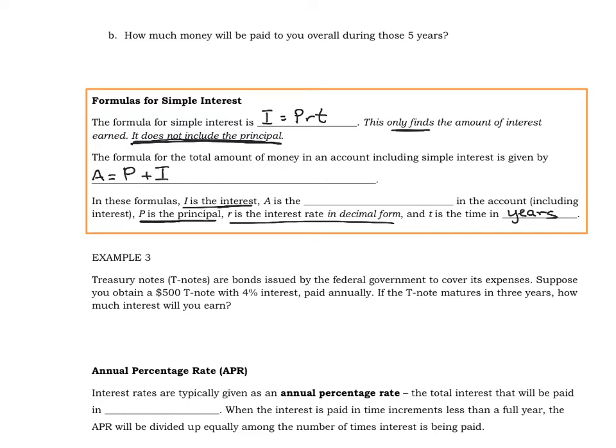Okay, there's a couple of other formulas that we could use for this. A equals principal plus, well, what was interest? Principal times rate times time. Another formula that I like to use, depending on the problem, if you know how to factor, is this: you can factor out the P here, and when you factor out the P you get P times 1 plus RT. This formula can be quite useful as well. Again, that A is the total amount of the account including interest.